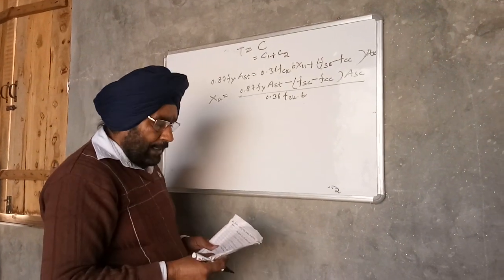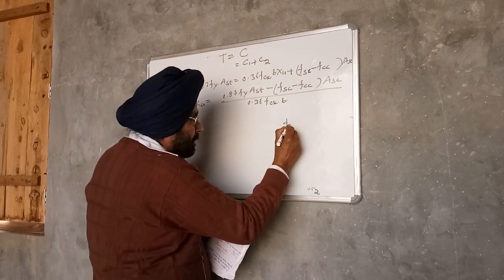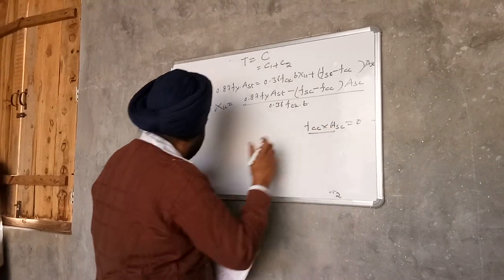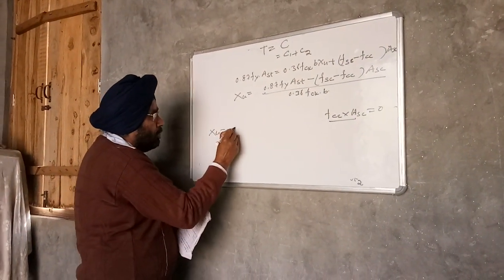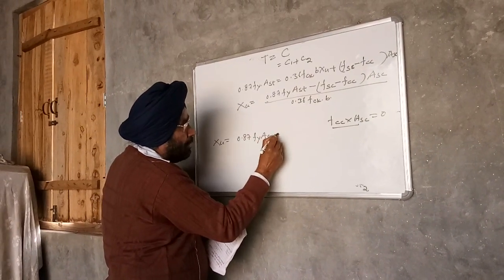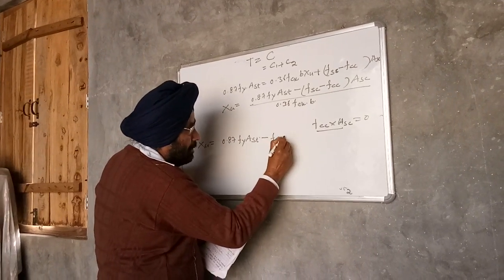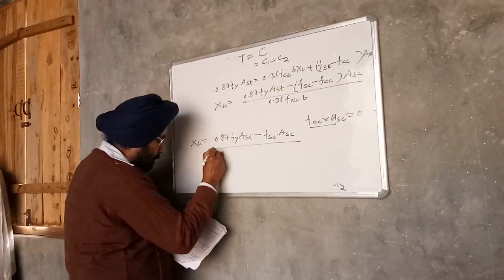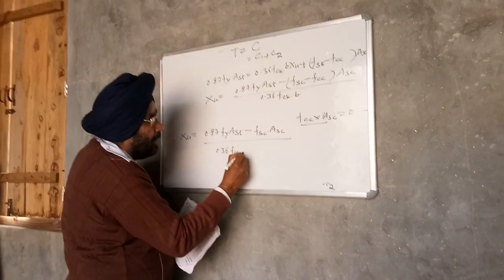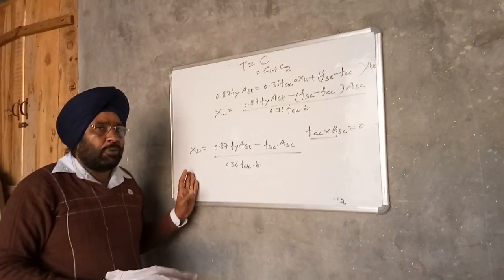If the loss of the concrete area occupied by the compression steel is neglected, then the fcc into Asc factor is 0. So then the depth of the neutral axis from the top remains 0.87 fy Ast minus fsc into Asc upon 0.36 fck into b. So this is the depth of the neutral axis for the doubly reinforced beam section.